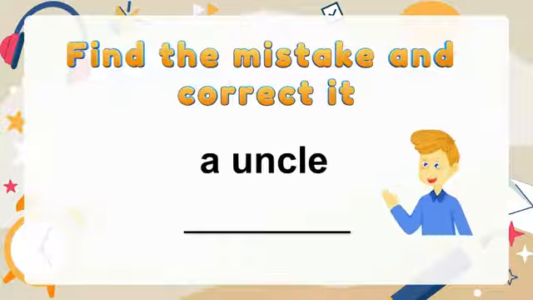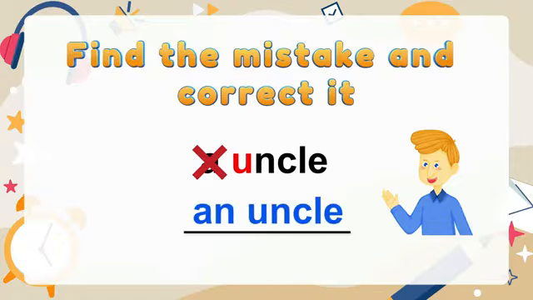A uncle. Uncle begins with U. It's a vowel. So you write an uncle on the line.